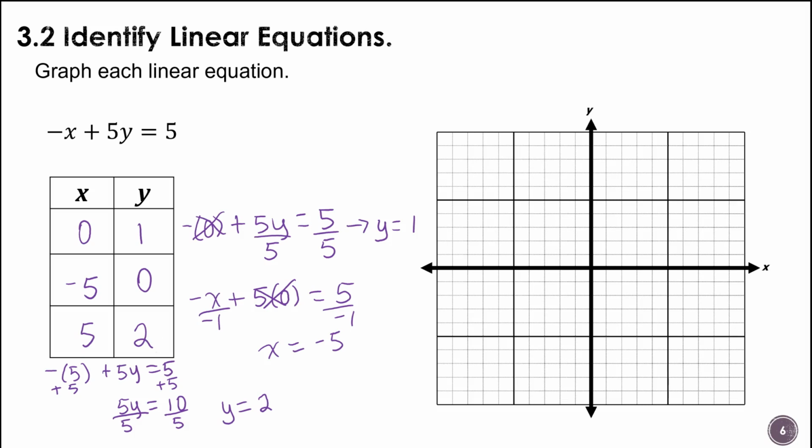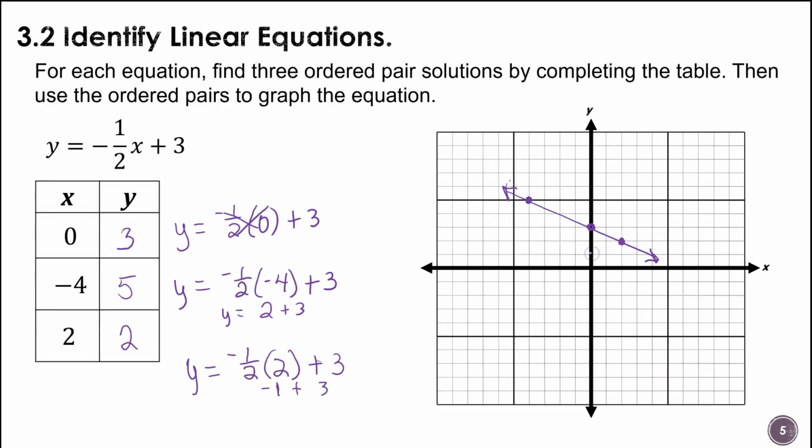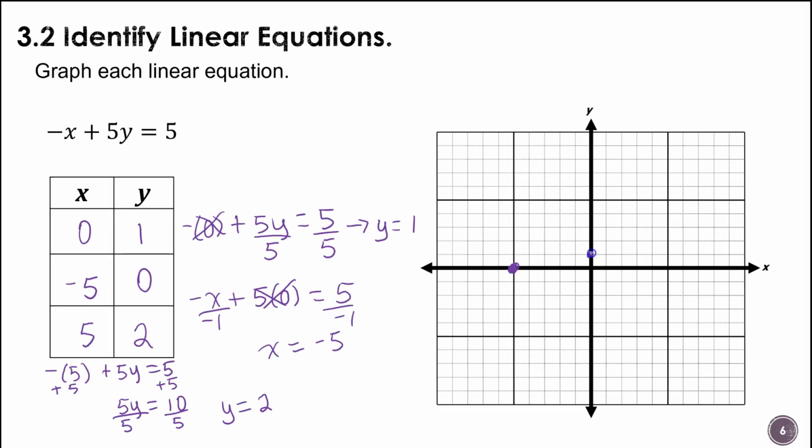Okay, so let's graph. We have a -5, 0, and 0, 1. And the last one is at 5, 2. And you can just look at the graph and see that these points do line up and they make a straight line. And then of course we draw the line. Sometimes students actually put the points on the graph and forget to put the line on there. So be sure when you're graphing to draw the line. And there we go.